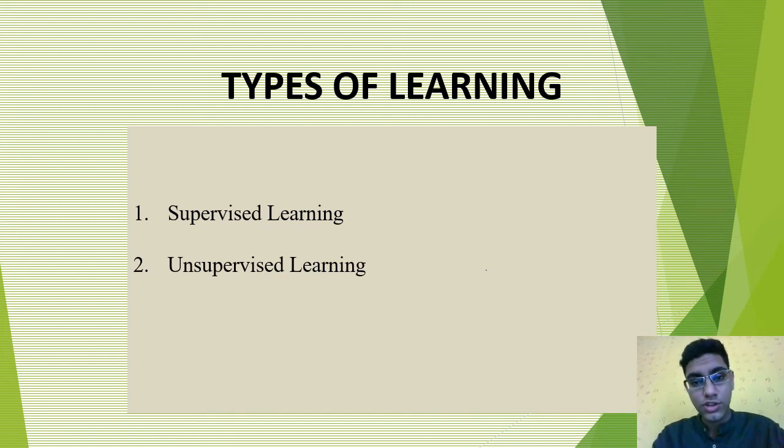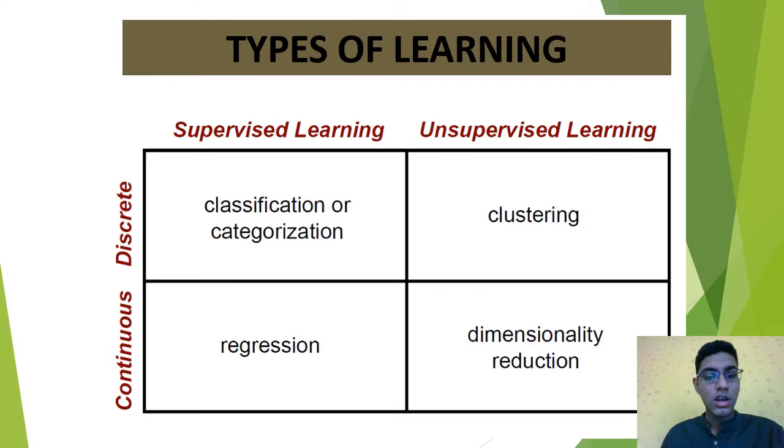So today we are going to learn about statistical machine learning. Today's topics are types of learning. The first one is supervised learning and the other is unsupervised learning. So let's continue. So guys, what are the types of learning? In these types of learning, I have divided it into two classes, which are supervised learning and unsupervised learning.